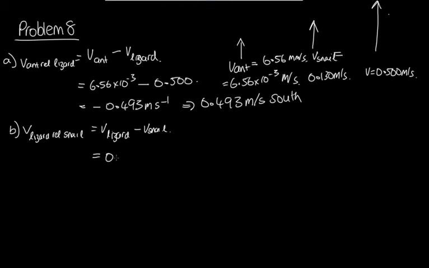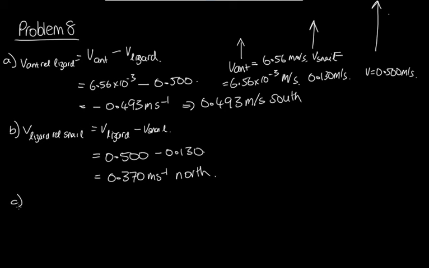So the velocity of the lizard is 0.500. The velocity of the snail is 0.130. And so solving this on the calculator, we get 0.370 meters per second. And as it's positive, it's in the north direction.